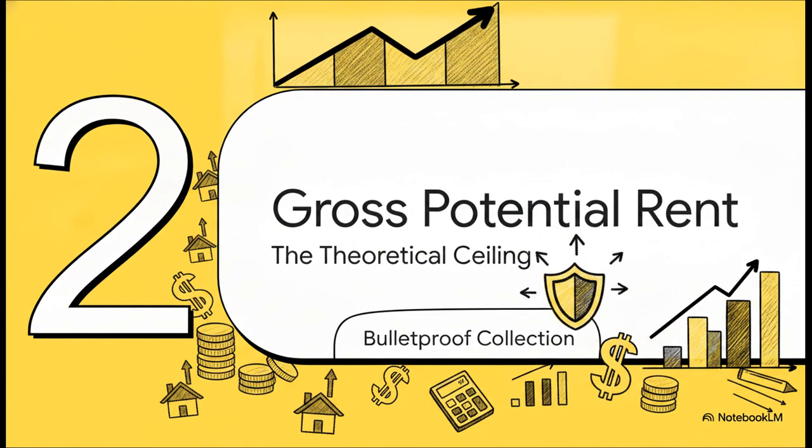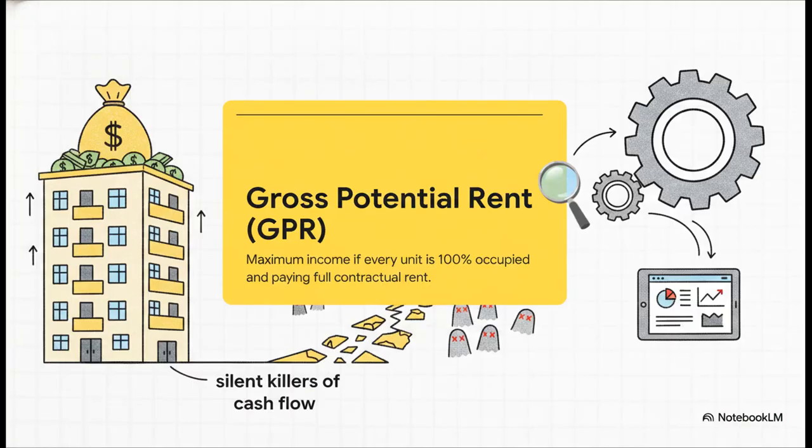Section 2. Gross potential rent explained, the theoretical ceiling. To understand why bulletproof rent collection is so absolutely crucial, we have to look at gross potential rent, or GPR. By definition, this is the maximum theoretical rental income a property could produce if every single unit were 100% occupied and paying full contractual rent. It's a gorgeous number. It's often the one listed on pro forma projections by sellers.